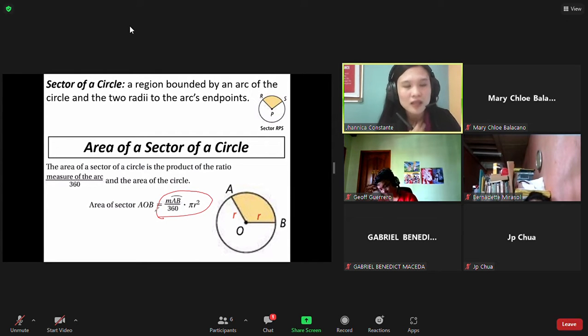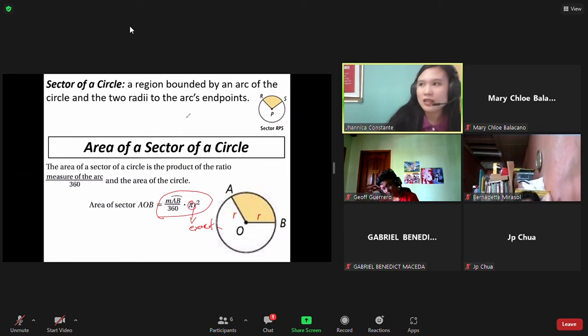Since you have your scientific calculator, I think all of you have a scientific calculator, we're going to use the exact value of pi. The exact value of pi is 3.14159265 and so on. Or you can just type in the pi sign on your scientific calculator. But we're going to use the exact value of pi in finding the area of our sector. So that is our formula.